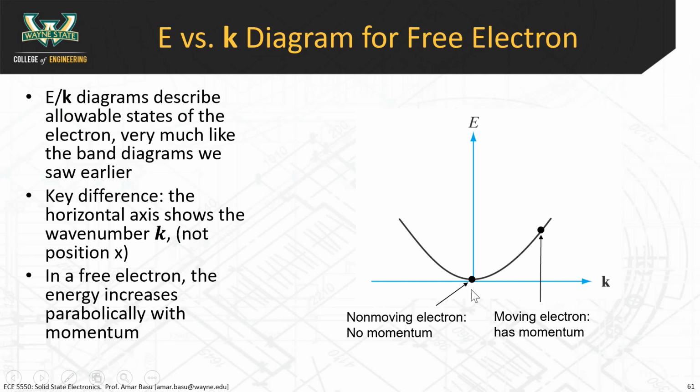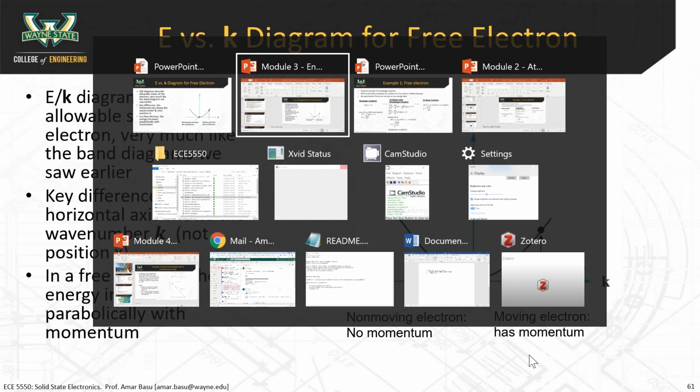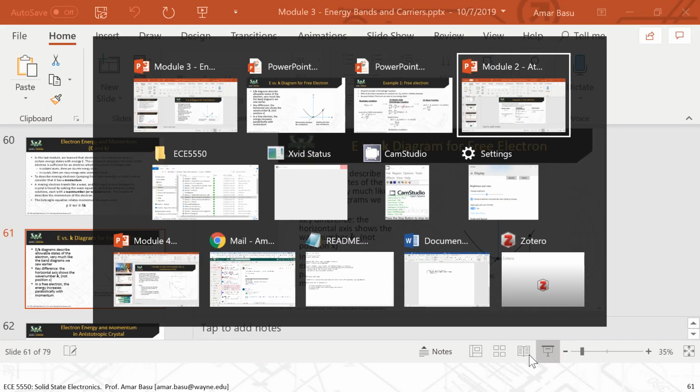So it has a certain wave function here. E is equal to 0, k is equal to 0. A moving electron has a different wave function, a different solution to the Schrodinger equation. It has momentum associated with it. Now, when you have a free electron, there are actually infinite boundary conditions, infinite solutions.